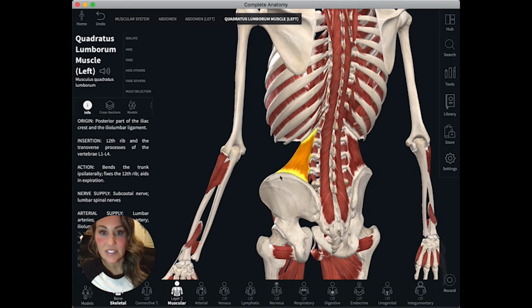So again, that is the Quadratus Lumborum, and you can see that it kind of is a 4-sided shape, if that helps you remember the name.